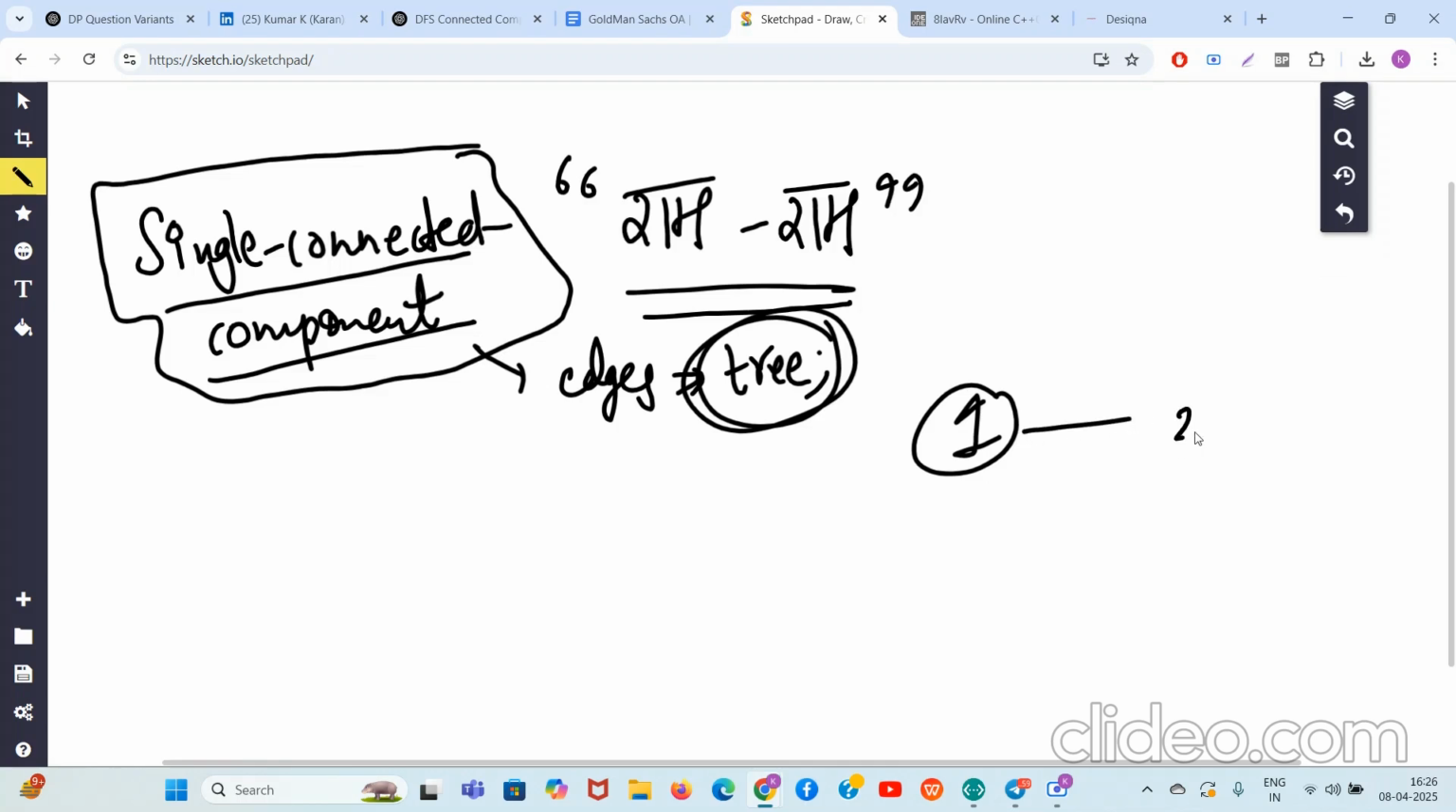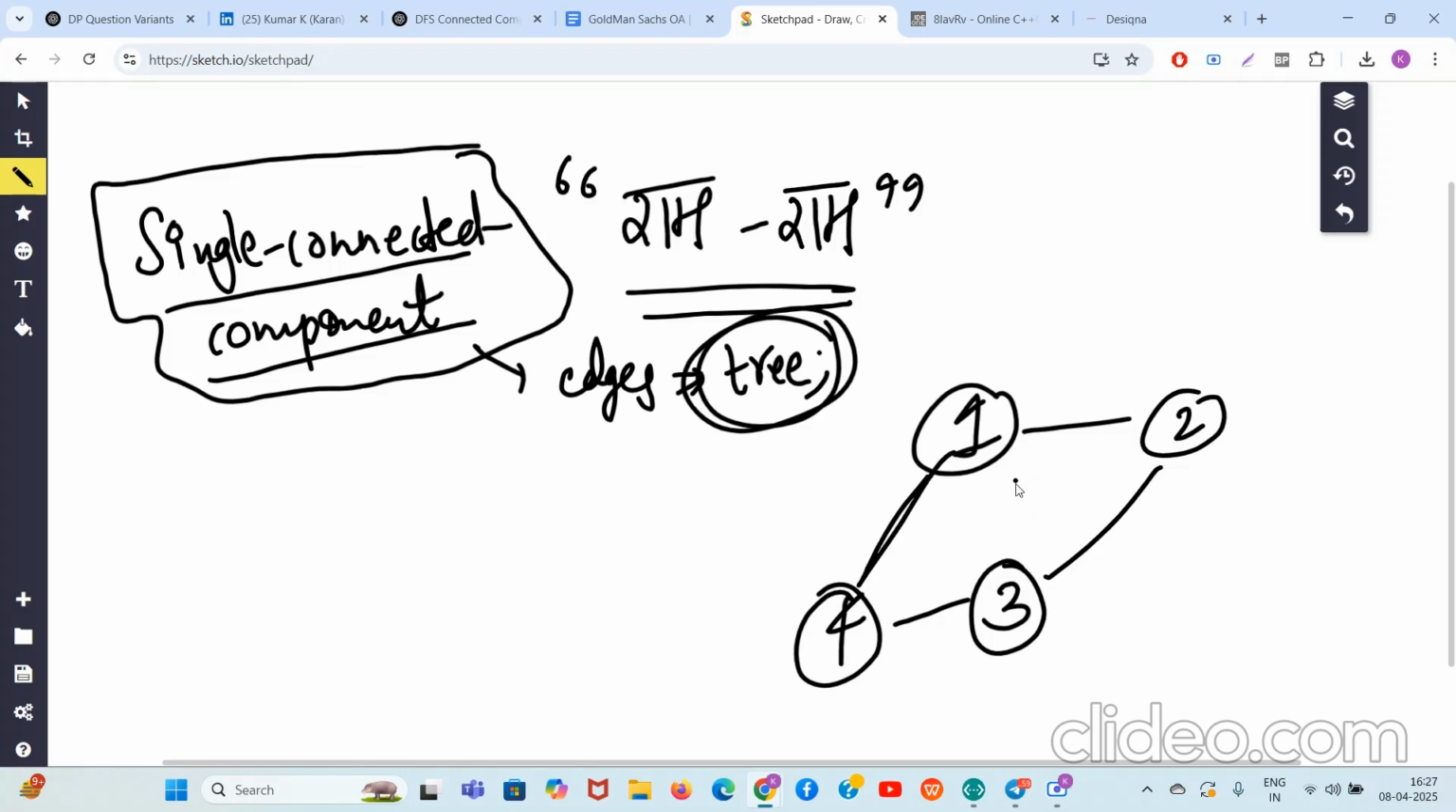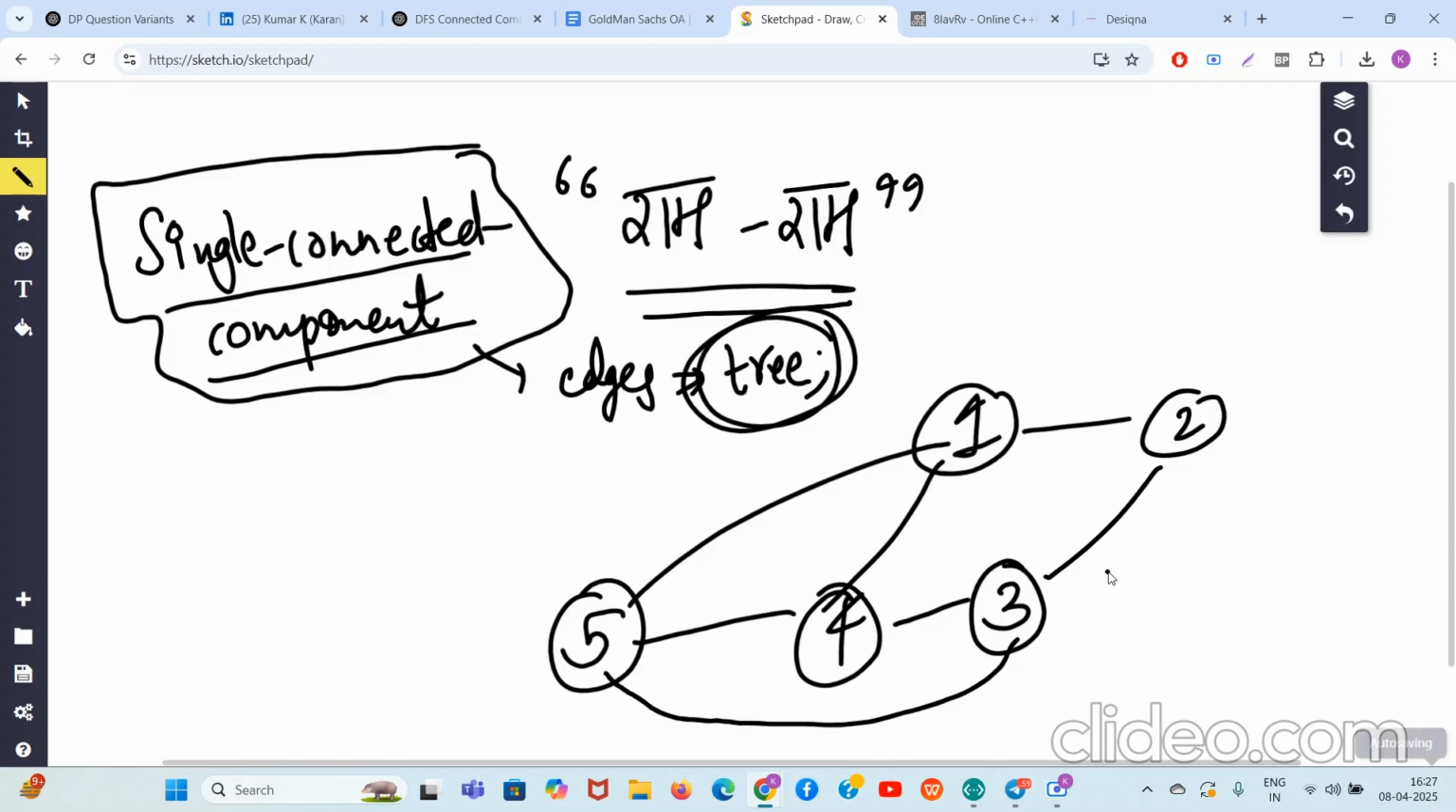Like 1, then 2, then 3, like this. Let's say 4 is also there and this is also there. Now let's think about it. No, let's make it a little bit more complicated. Let's say this is the case going on, right? Now let's say from 1 to 4 you make some edge, right? And then everything is all right only. Then let's say you make an edge from 3 to 5. Okay. Clear? Clear, sir.